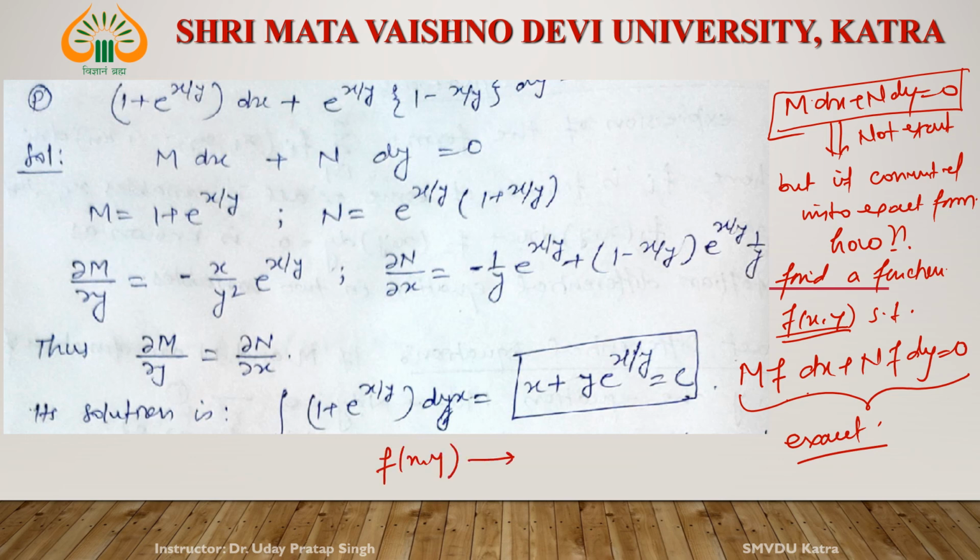Such f(x,y) is known as an integrating factor. Now our next problem is how to find the integrating factor. Whether there exists any general method to find such an integrating factor of a first order and first degree differential equation of the form M dx plus N dy equal to 0. There does not exist any general method, but some rules exist to find out f(x,y). So we will discuss these rules one by one.